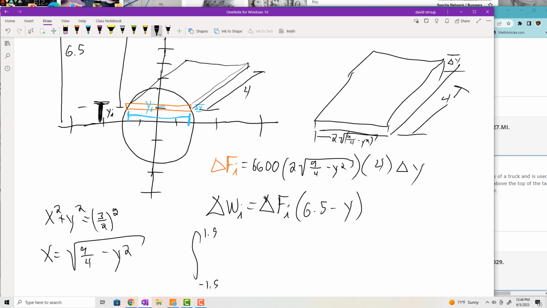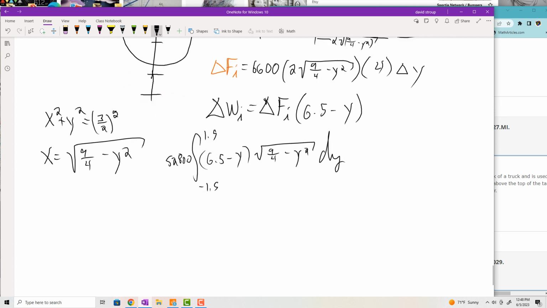Let me just put that on my calculator. 600 times 4 times 2 is 52,800 times 6.5 minus y times the square root of 9/4 minus y squared dy.